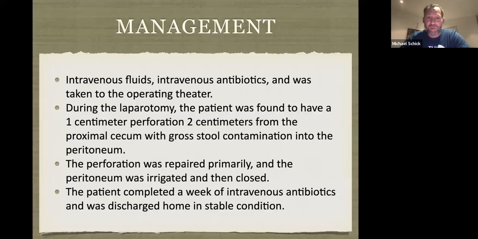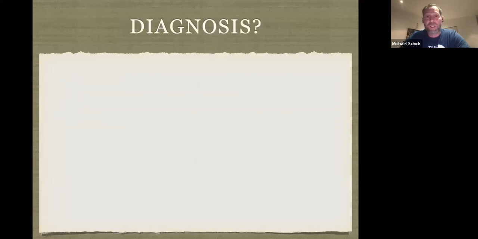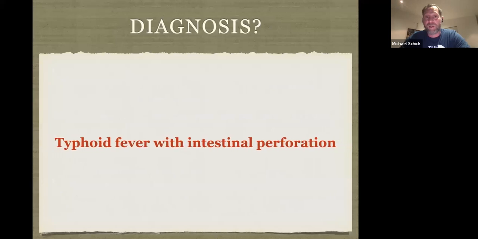The perforation was repaired primarily, and the peritoneum was irrigated and then closed. The patient completed a week of intravenous antibiotics and was discharged in stable condition. So he did really well. The final diagnosis, he had typhoid. So he had typhoid fever. It caused intestinal thickening and inflammation, and eventually perforation.